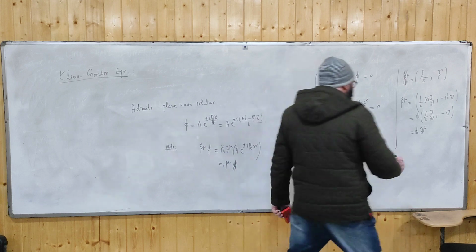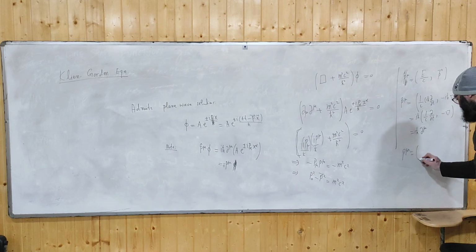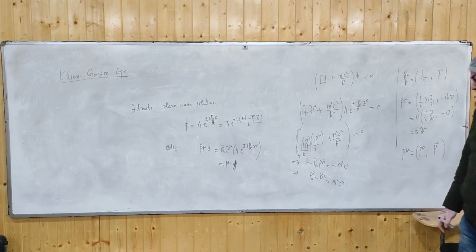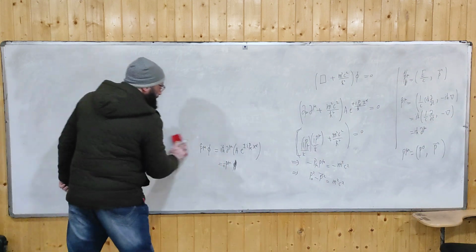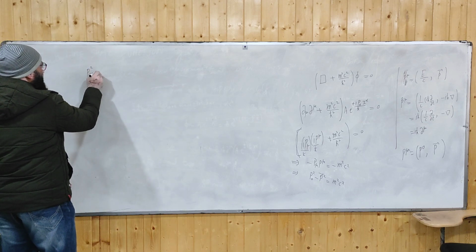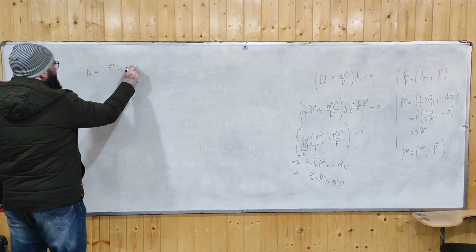So I have written this p^μ as p^0 and vector p. Clear? And p^0 is what? E by c. So what you will get is this p² that's equal to this p² plus m²c².